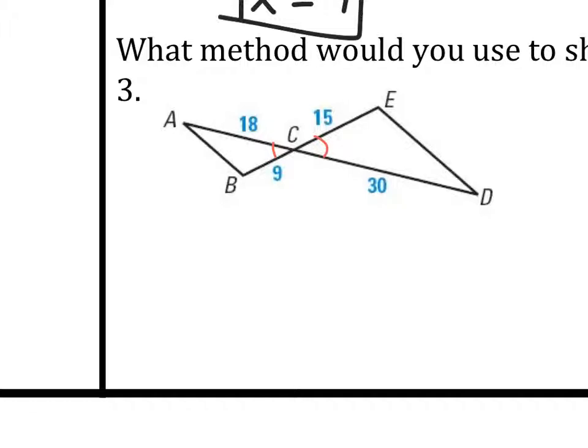So you have an angle that's congruent. It is the included angle. You do need to check the sides though. So 9 corresponds to 15, not 30. 9 is the shorter side, has to go with 15.